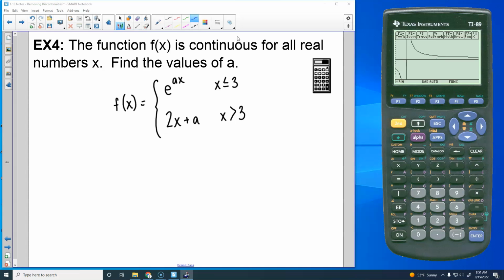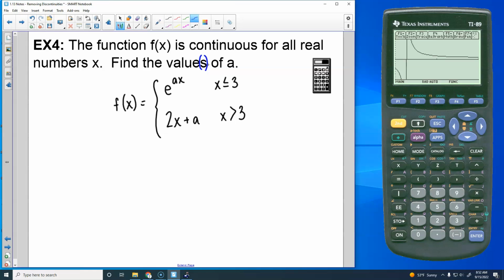All right, so I want to make this particular equation continuous for all real numbers x. And I have to find the values of a where this will work. I'm not sure if that should say value or values. Usually what they'll do is if there's a possibility for more than one value, they'll put that s in parentheses so that it includes those.